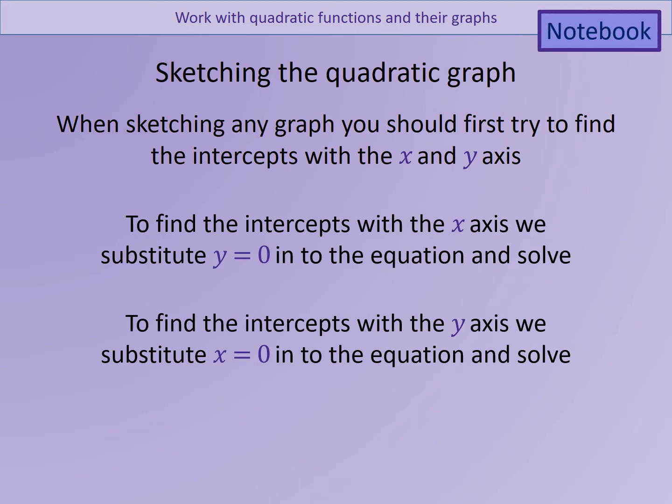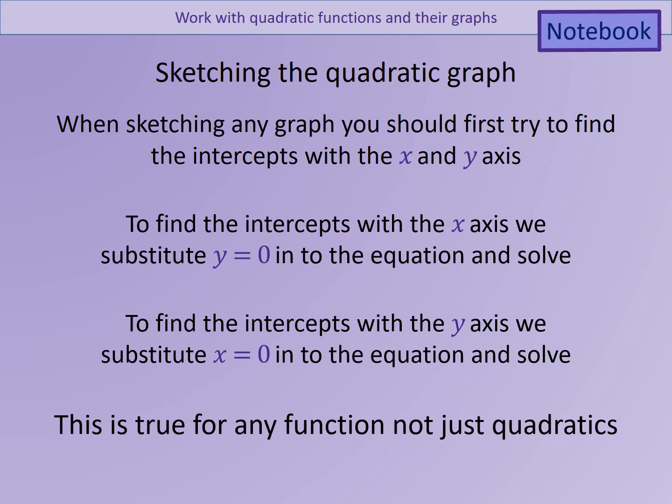Similarly, if we want to find where the y-intercept is, then we would make x equal to 0. And that's really for the same reason. If you imagine coordinates along the y-axis, every one of those coordinates has an x value of 0. And the great thing about this method is that it doesn't just work for quadratics, it works for any function that you could get at A level. It could be cubics, it could be reciprocal functions, it could be exponential functions. This method will work for all types of graph.